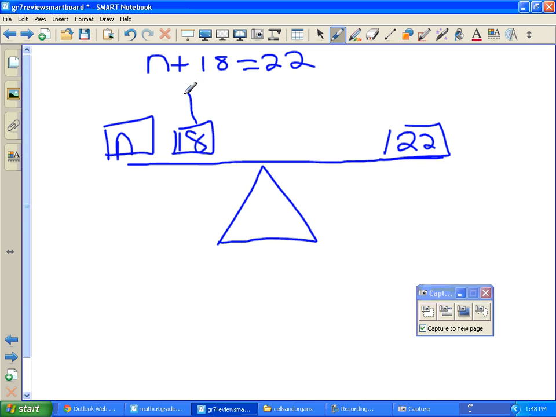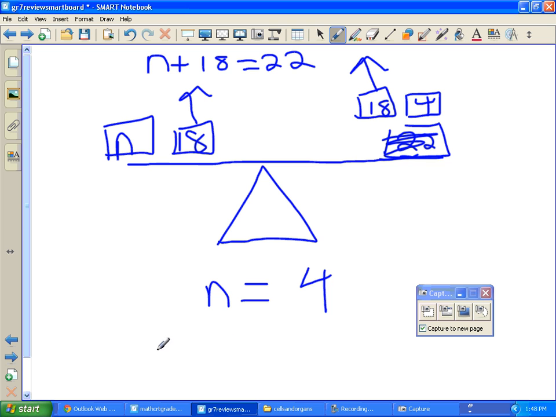Now, if I want to remove this 18 from this side, I could split this block up into 18 and a 4, because 18 plus 4 gives me 22. So I take away the 18 there, and I'm left with n on one side and 4 on the other side. To verify my solution, I just take that 4 and plug it back into the n. And 4 plus 18 indeed does equal 22. Okay, so that's how you model it by using a balance.